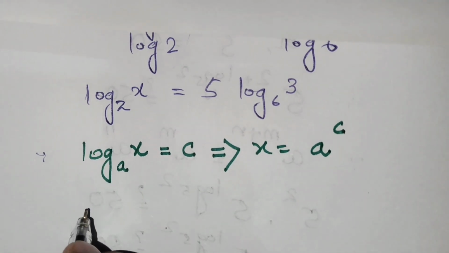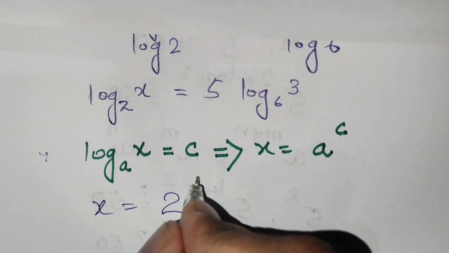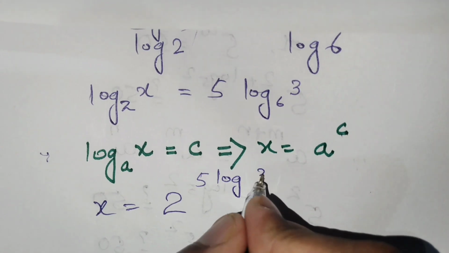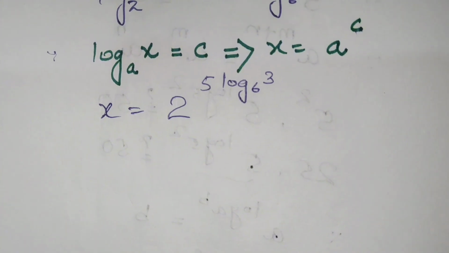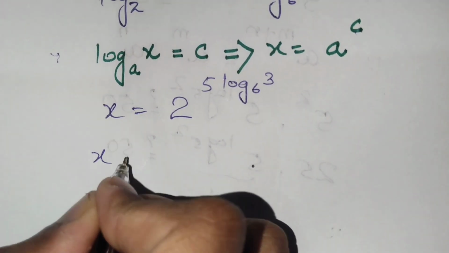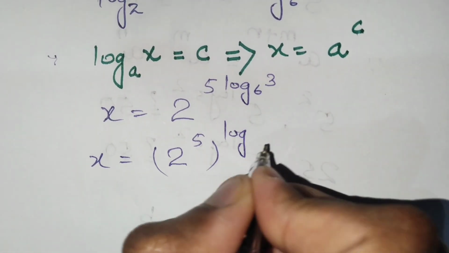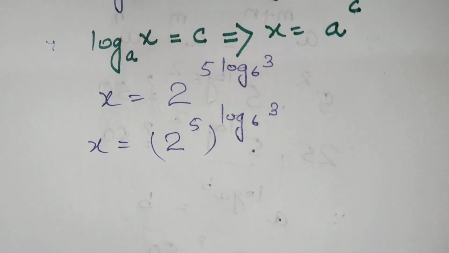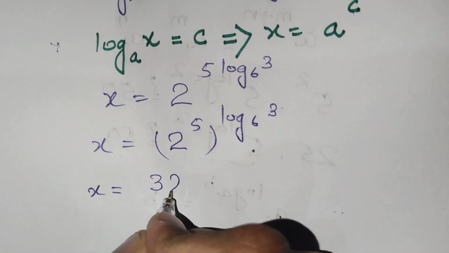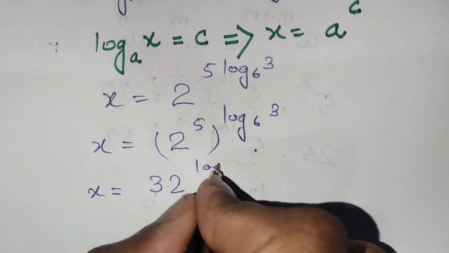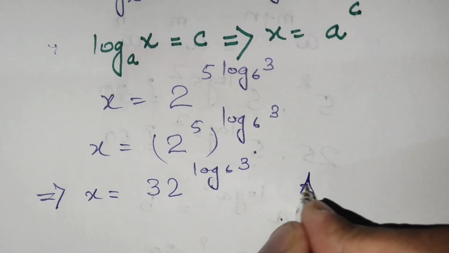It will be x equals, what is a? This is 2, and what is c? 5 times log of 3 to the base 6. Now we can write this as x equals 2 power 5, whole power log of 3 to the base 6. What is 2 to the power 5? This is 32, power log of 3 to the base 6. This is the final answer of x.